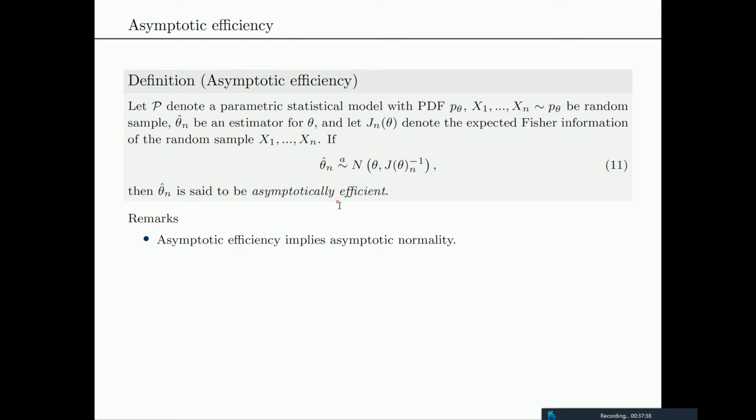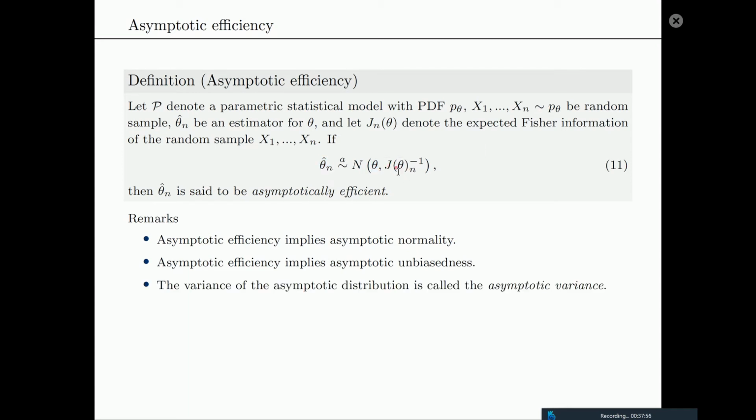So it implies asymptotic normality, of course, because there's a normal distribution. It also implies asymptotic unbiasedness, because this is the expectation, and in the limit, the expectation of this is hence theta.